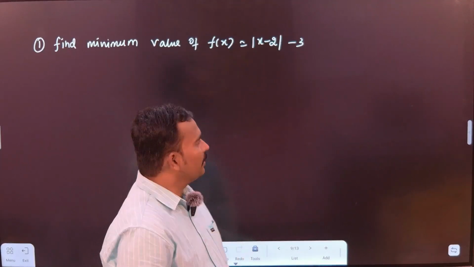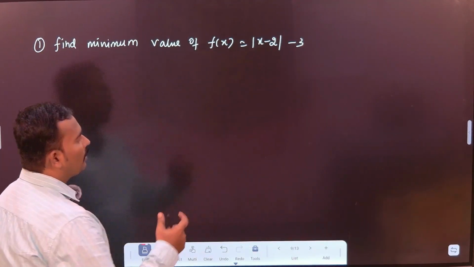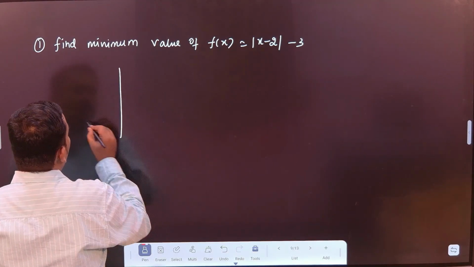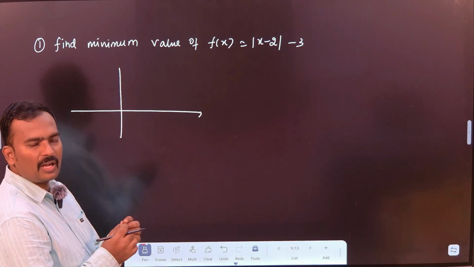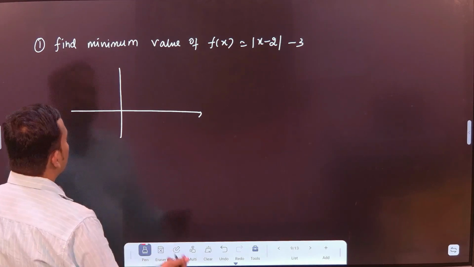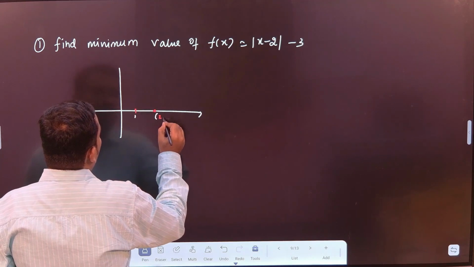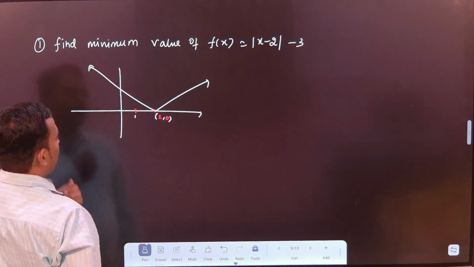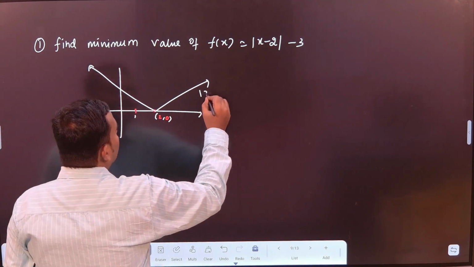Hello student, we'll continue the next question. You can see, find the minimum value of f of x equal to mod x minus 2 minus 3. So then what you can do, first you can draw the graph of mod x minus 2. Mod x minus 2 means what? You have to shift it 2 units right, right? So here is 1, here is 2, 2 comma 0 here, 2 units right, you can shift. Mod x minus 2 is okay. This is your mod x minus 2 graph.